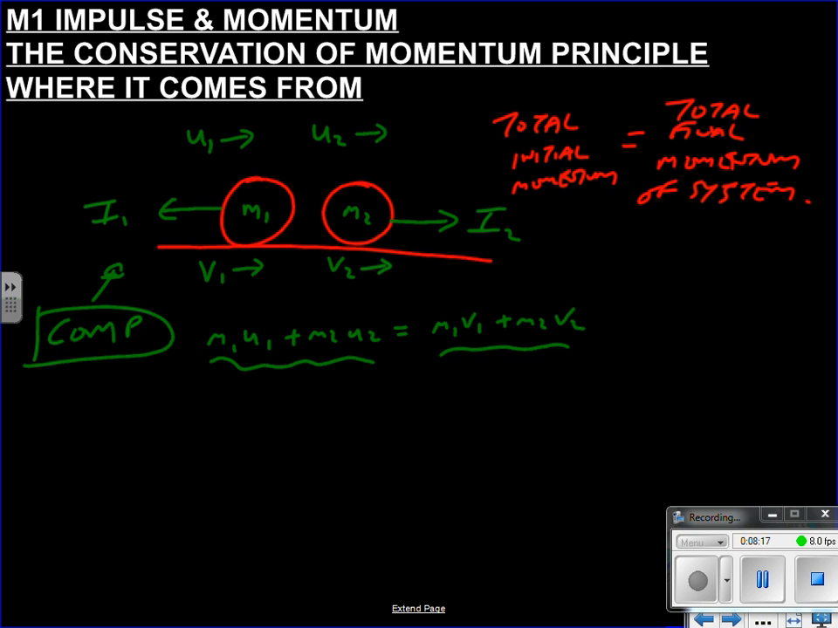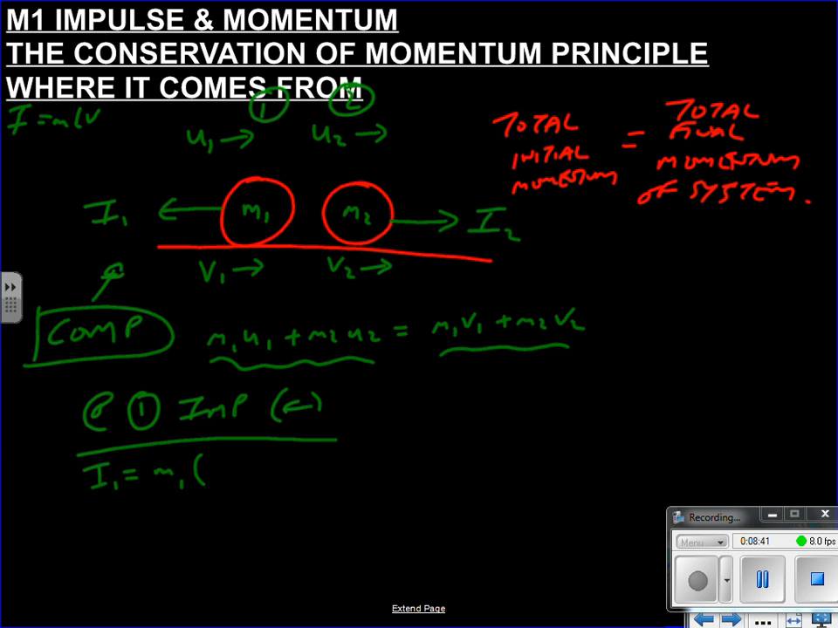So if this is mass 1, this is mass 2. At mass 1, we're using IMP and we're doing it to the left, aren't we? Because I1 is going left. So I1 is mass 1 times V1, because you know I equals mv take u. V1 is not going to the left, is it? It's going to the right. So this is minus V1 minus U1. U1 is also going to the right, not the left. So this is minus U1. So you can see that I1 is m1 times minus V1 plus U1, so U1 minus V1.